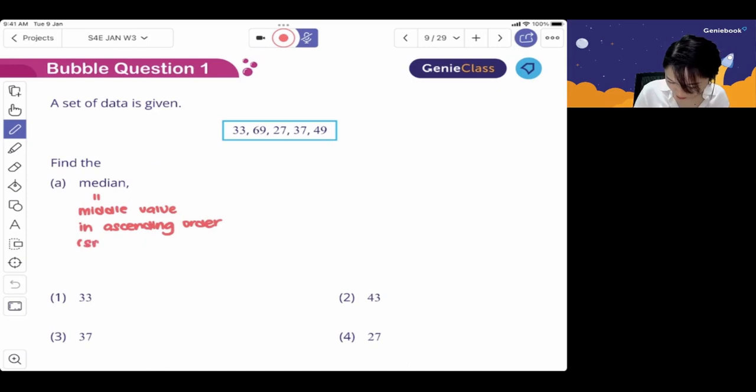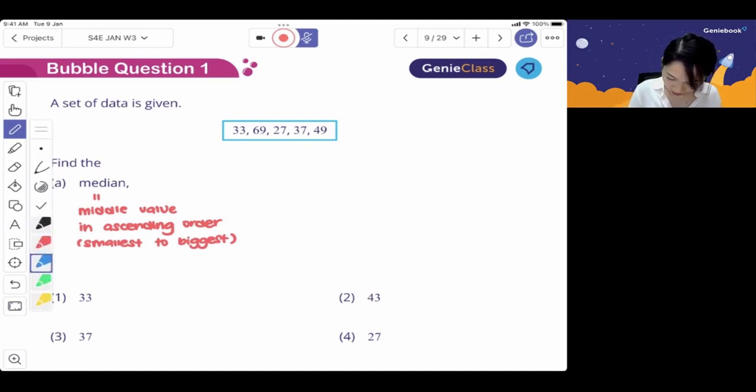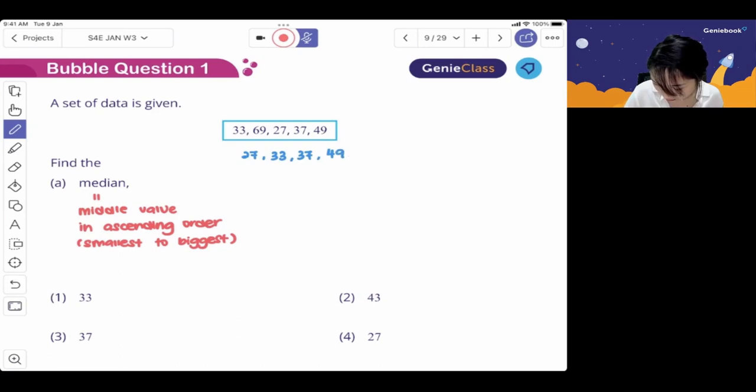Okay, so smallest to biggest. Always remember to rearrange your values first. The smallest value we have will be 27, next 33, 37, 49, and 69. 5 pieces of data. Now that we have rearranged, we can look for our middle value, which will simply be the number in the third position. So that gives us 37.